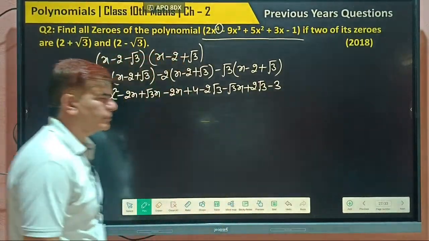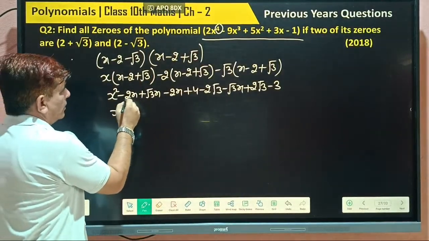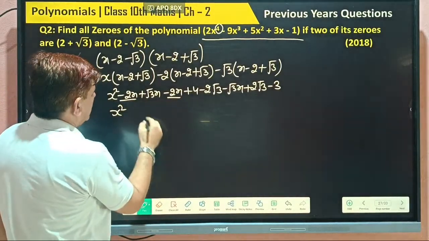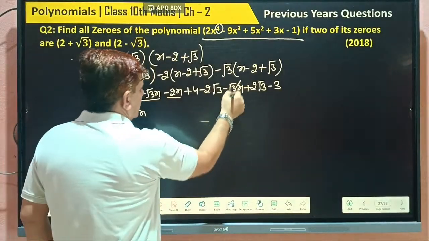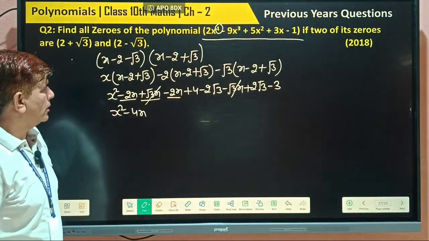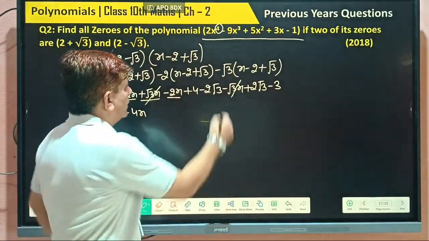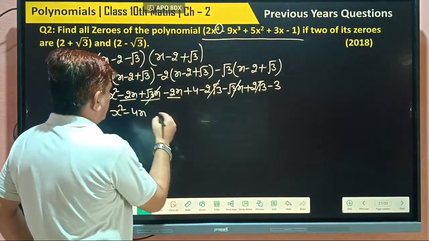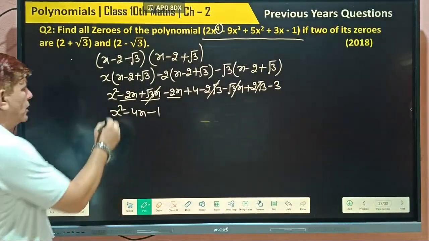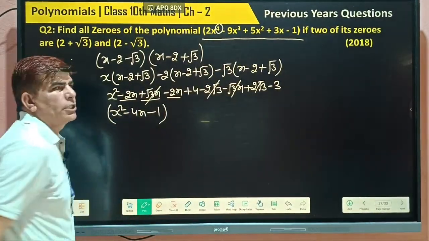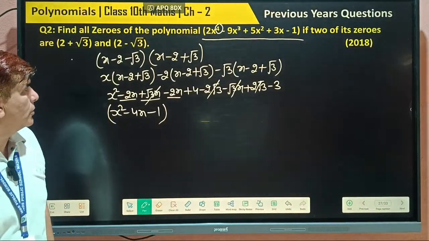Minus 3. Calculate it. So what can we write? x square minus 2x minus 2x is minus 4x, root 3x cancels this, understood? Plus 4, and this cancels this. Plus 4 minus 3 means 1. So it is a polynomial which divides the given polynomial. Which polynomial is this?